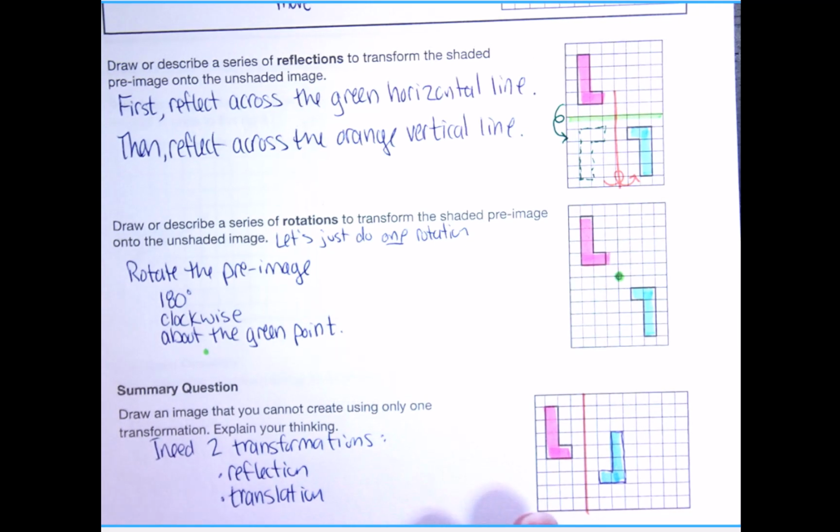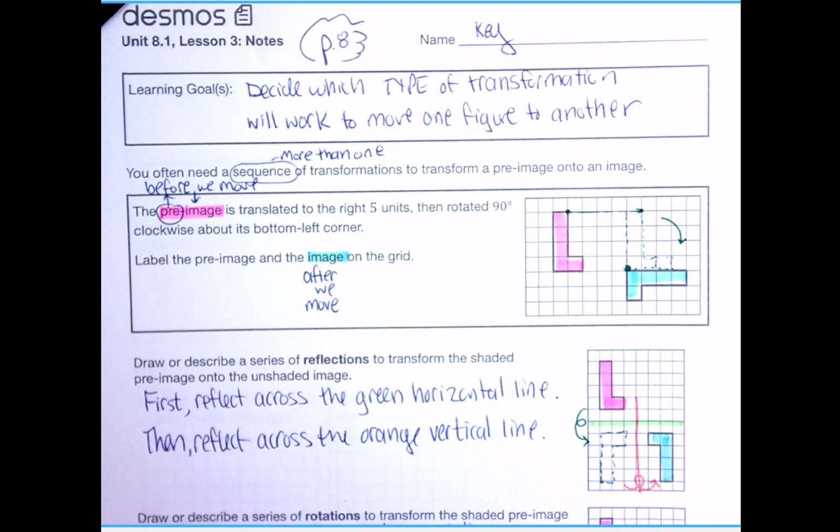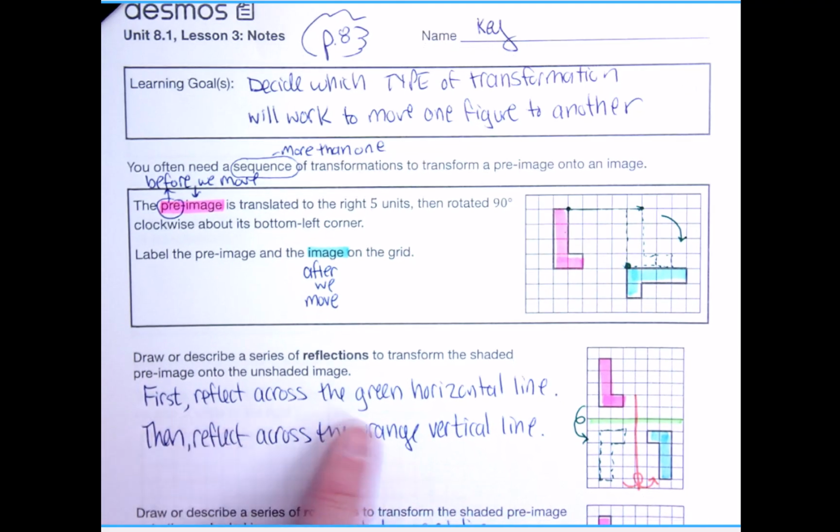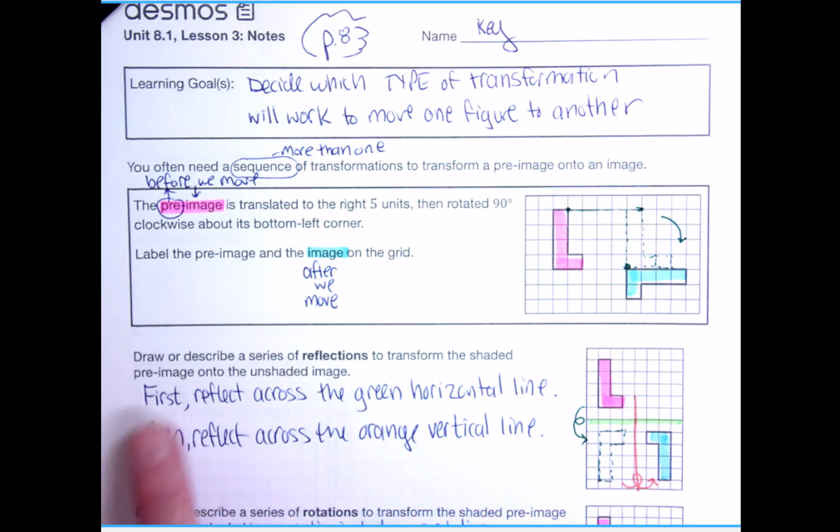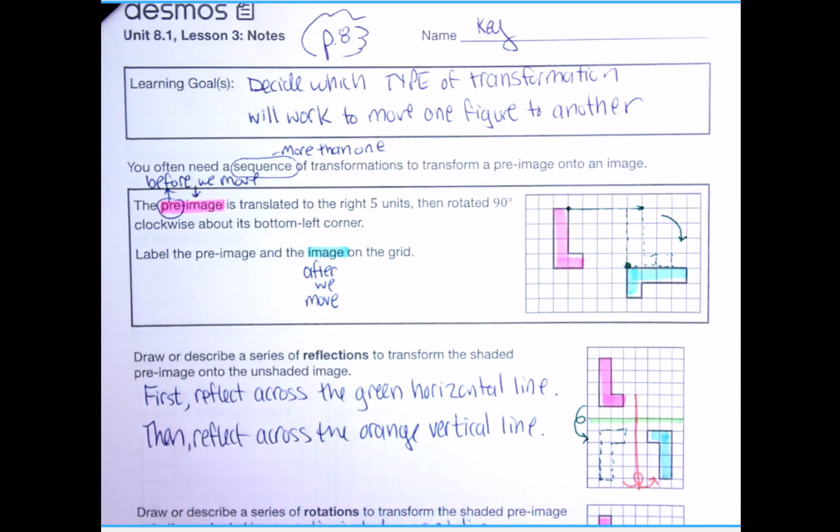So sequences or series of transformations is what we're moving on to now. It's getting a little bit harder. And when you have multiple steps, do try to use transition words like first, second, or first, next, or first, then. You should be able to tackle the homework at this point. Have fun.